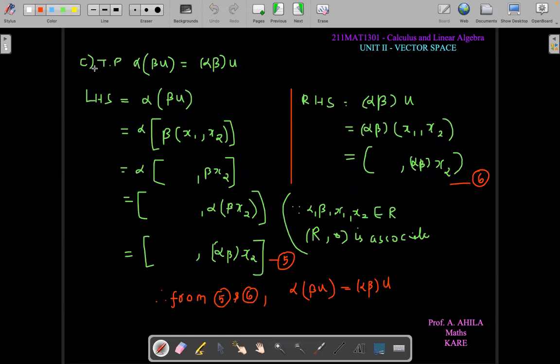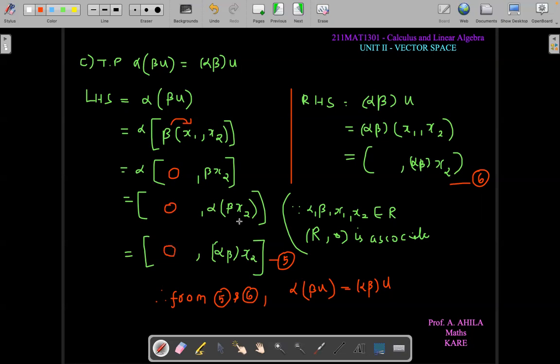Now we check whether C is true or not. Now to prove alpha into beta u equal to alpha beta into u. So left hand side is alpha into beta u. Alpha into beta into, instead of u, put x1 comma x2. Now we make a scalar multiplication here. So beta into x1, the first ordinate goes 0. Only the second ordinate beta into x2 remains. Again, when we make a scalar multiplication with alpha, the first ordinate goes 0. Second ordinate alpha into beta x2. Okay. And this is 0.